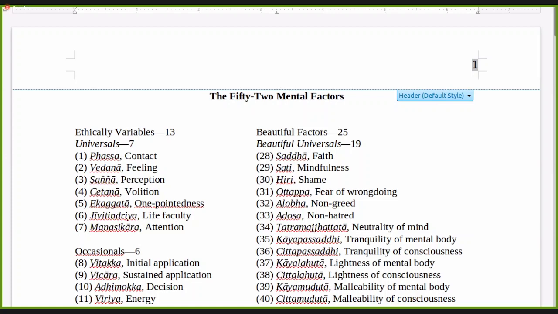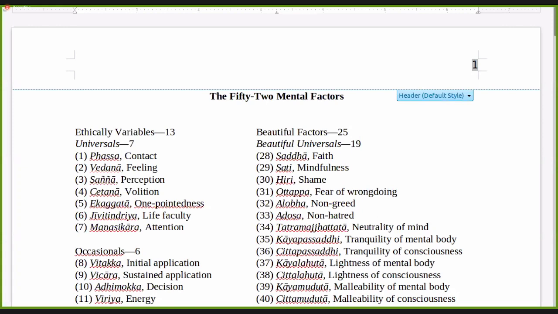Another mental factor is virya. Yogis are very familiar with the word virya and the thing which is virya itself. Without virya, you cannot come here. You come to the Dhamma hall every session and you practice continuously, non-stop, with virya.